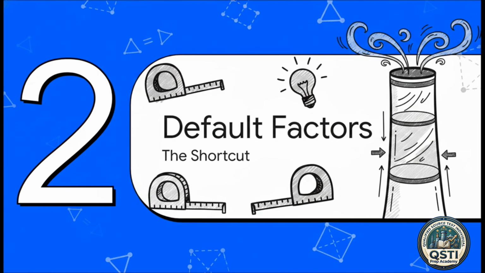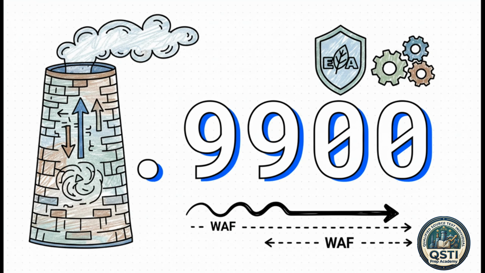Moving right along to Section 2, default adjustment factors. Let's talk about that shortcut. This is the ultimate shortcut, and it's going to be your easiest solution on the QSTI exam. If you want to skip all those extra field measurements, you just use pre-approved wall effects adjustment factors, or WAFs. Seriously, burn this number into your brain right now: 0.9900.